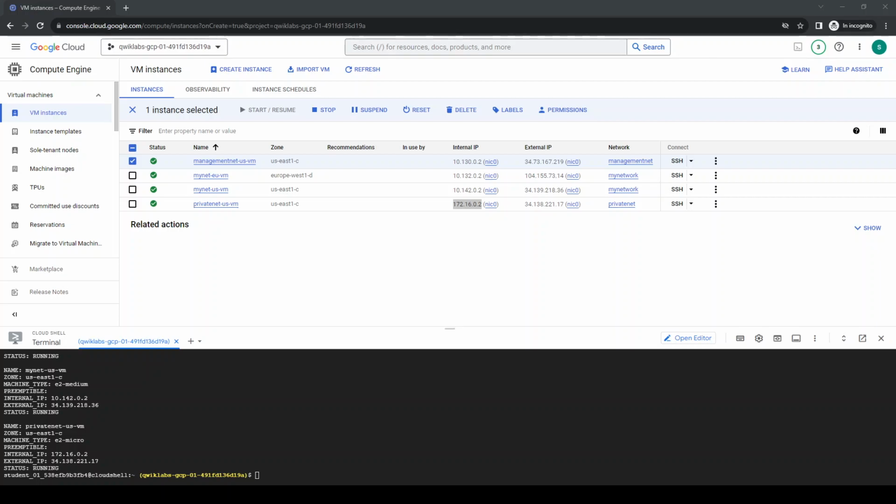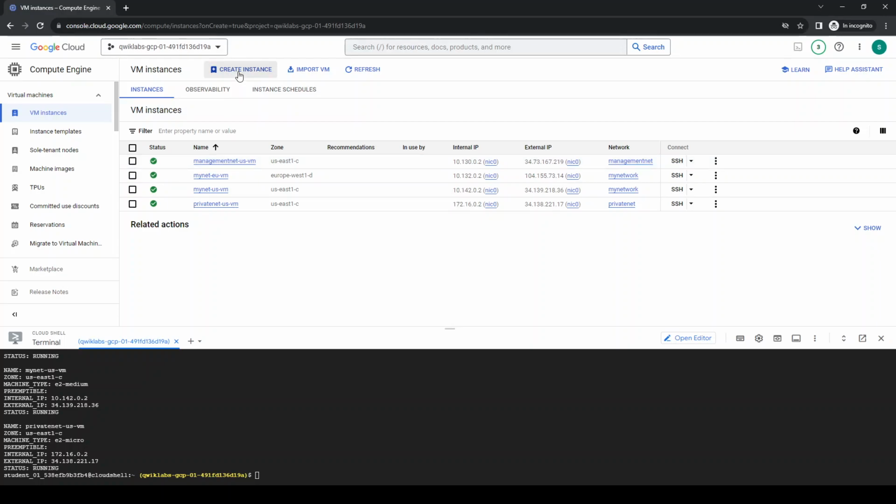Okay, back to the lab. Now we're back here to the VMs. We are going to create an instance. Okay, create instance.